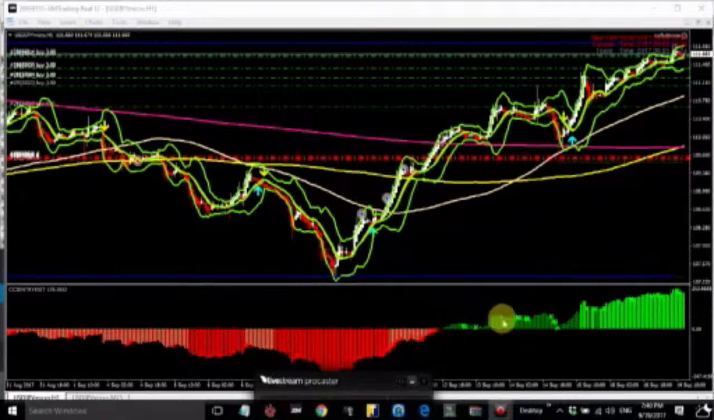When you see this CCI above this 0, it's telling you that the price is above this 200 moving average. And look at here, when this CCI is below this 0, it's telling us that the price has crossed below this 200.